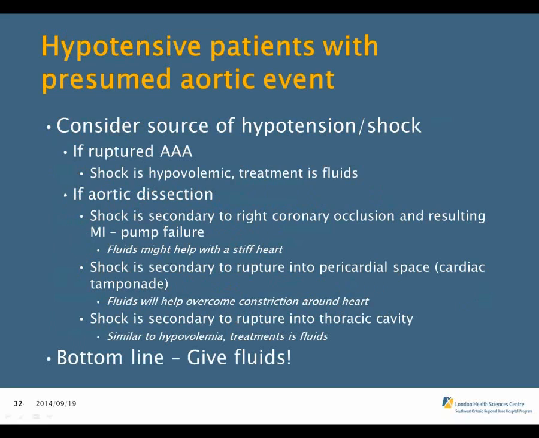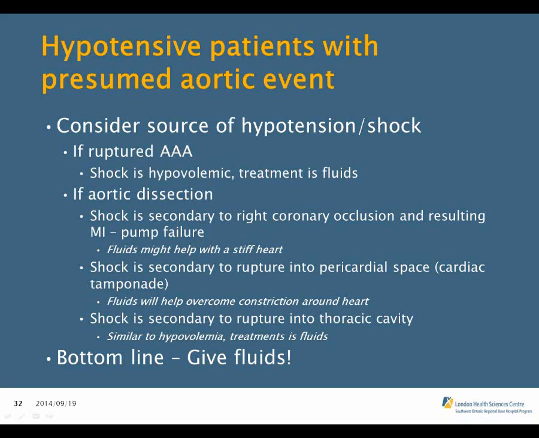Now, in hypotensive patients with a presumed aortic event, so this is a patient with a low systolic blood pressure, and you think they either have AAA or a dissection, you have to consider the source of the hypotension or the shock. So if it's a ruptured AAA, your shock is going to be hypovolemic. They're bleeding out into their abdomen or into their retroperitoneal space, and they need fluids. Well, they need blood, but for the time being, to support their blood pressure, they need fluids.